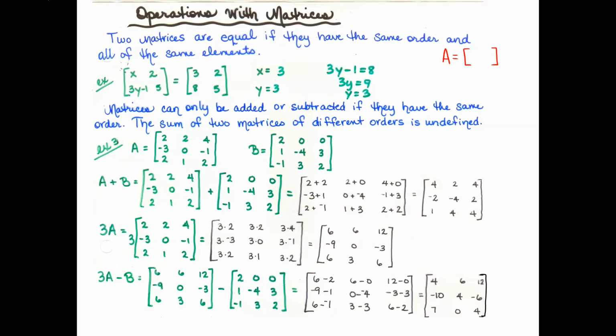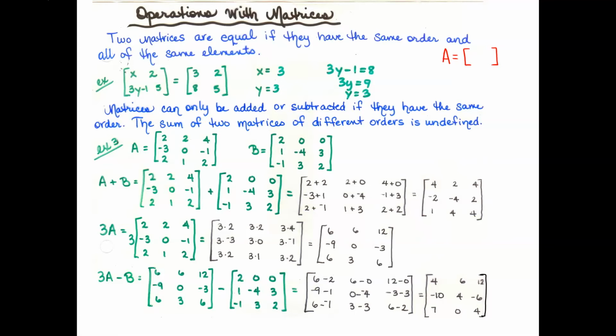So I know that x is equal to 3. First row, first column equals first row, first column. So x is equal to 3. Then you can see 2 is equal to 2. And 3y minus 1 would have to be equal to what? 8. And then 5 is equal to 5. So if 3y minus 1 is equal to 8, then we would be able to solve that to figure out what y would be as well.